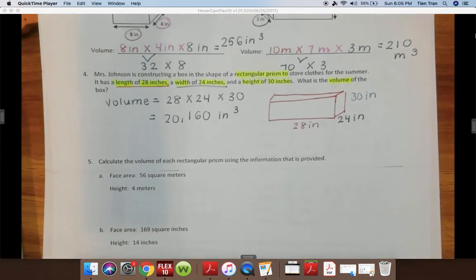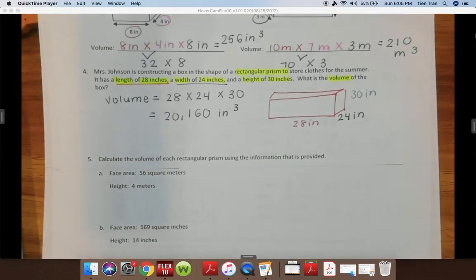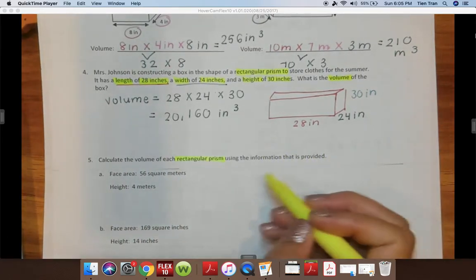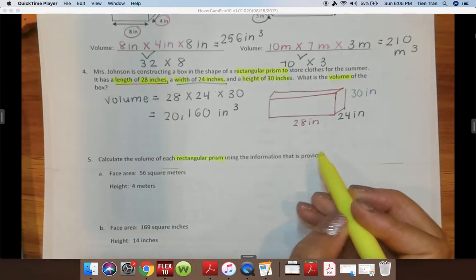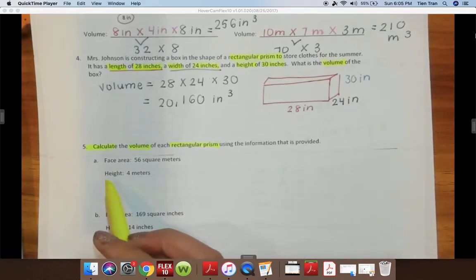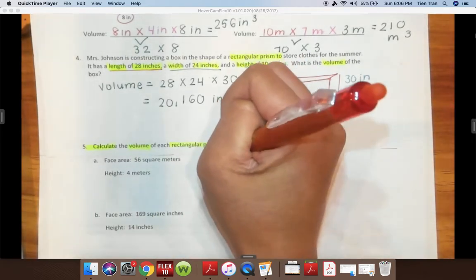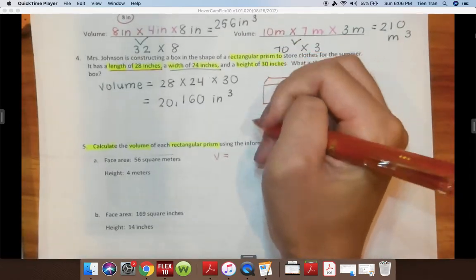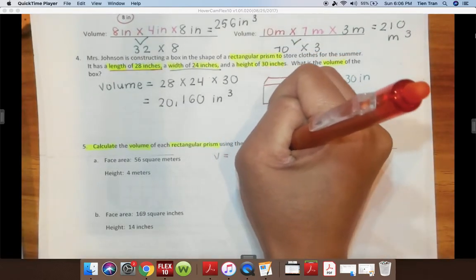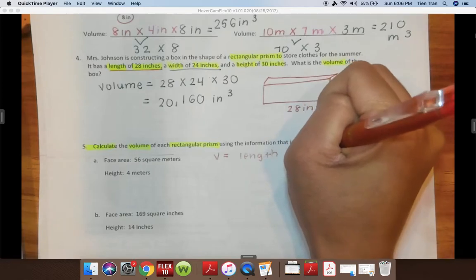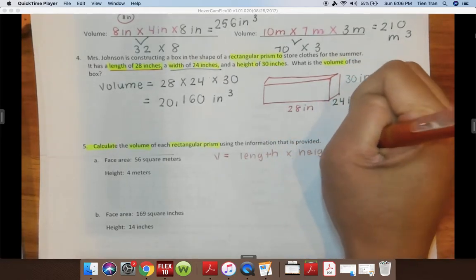Problem 5. Calculate the volume of each rectangular prism using the information that is provided. So I need to make sure that I am calculating the volume for these answers right here. So the first one, I know that volume is equal to length times height times width.